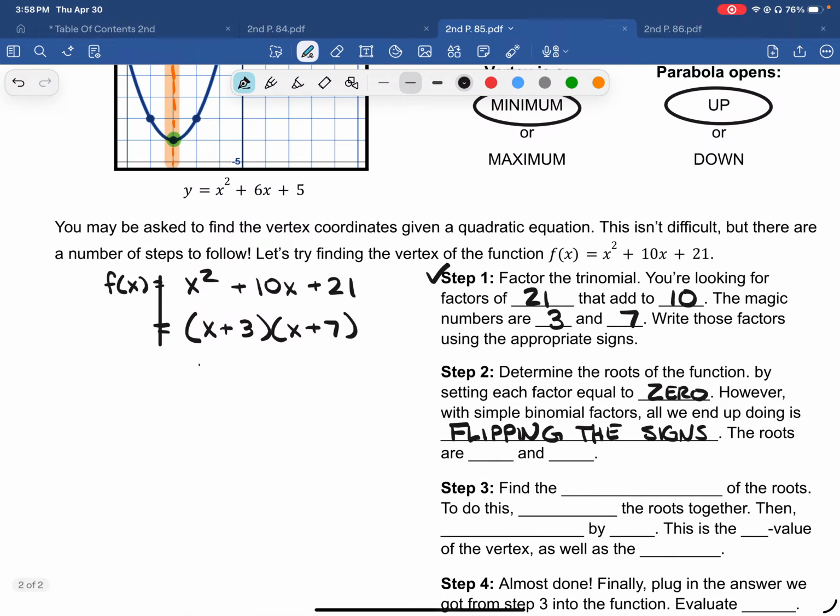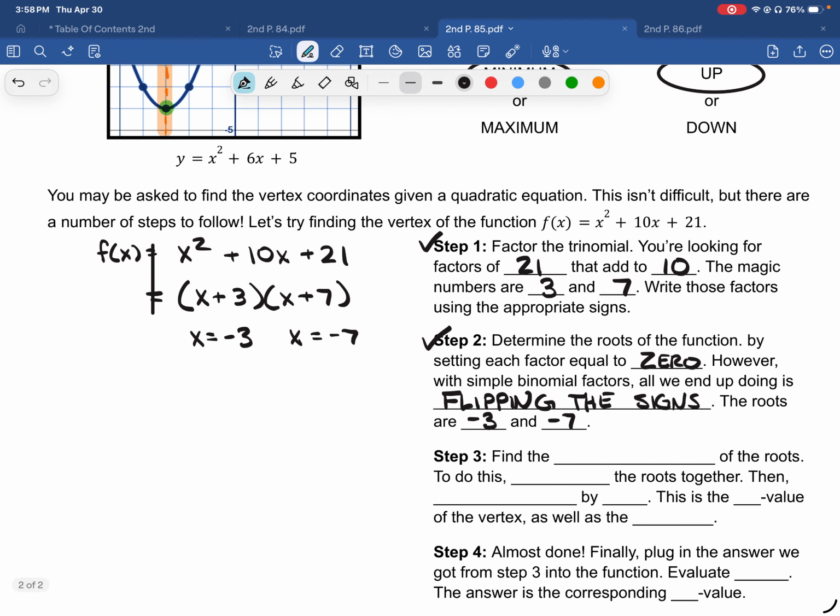That means our roots are x = -3 and x = -7. And that's step 2. Step 3, find the average of the roots. To do this, add the roots together and then divide by 2.